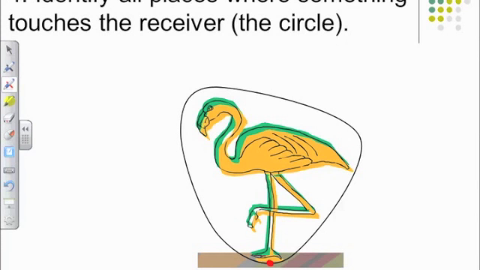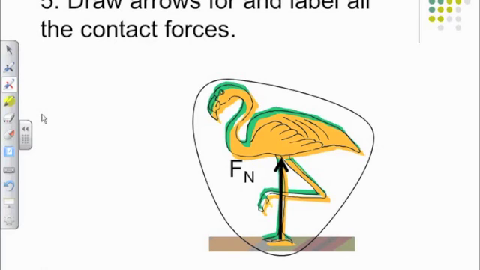Now, that leads us to picking out forces, and because something is touching our receiver, we know that's going to be a contact force. So we're going to be drawing arrows for and labeling all contact forces. Now, if you take a look right here, I'm referring to contact forces only because something was touching our receiver. As you can see, we've drawn in an upward force, called it a force normal, because without the ground, the bird would be in free fall. It would fall down. And in this case, the floor is supporting the bird. Now, if we look on our note sheet, there are no other contact forces that we could pick out. The only one is going to be normal force in this case.